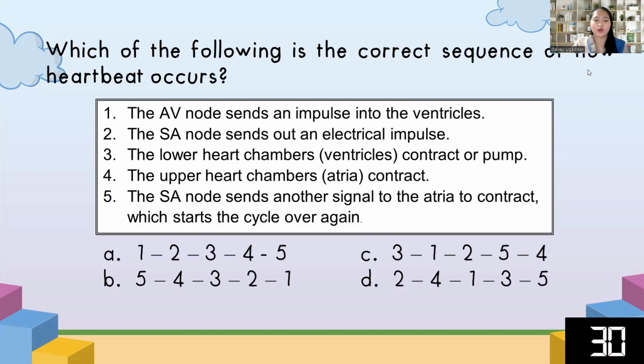Question number 12. Which of the following is the correct sequence of how heartbeat occurs? 1. The AV node sends an impulse into the ventricles. 2. The SA node sends out an electrical impulse. 3. The lower heart chambers or the ventricles contract or pump. 4. The upper heart chambers or the atria contract. And 5. The SA node sends another signal to the atria to contract, which starts the cycle all over again. Please key in your answer on the comment section.